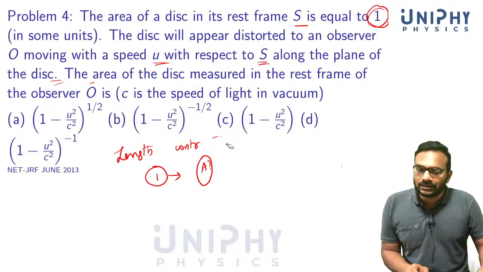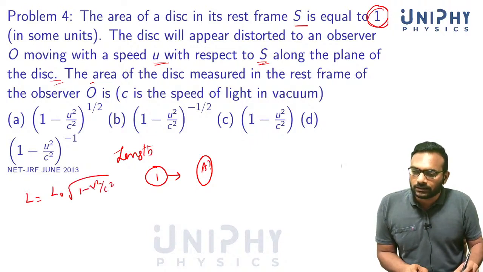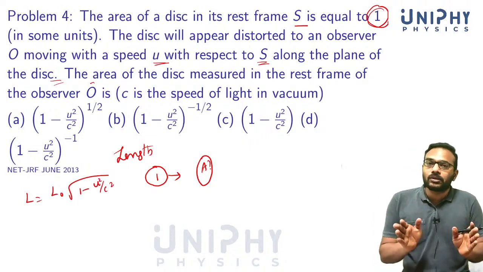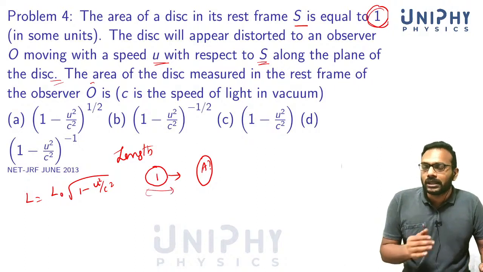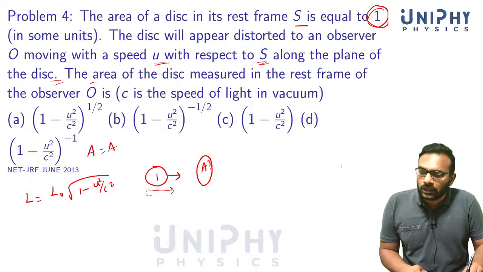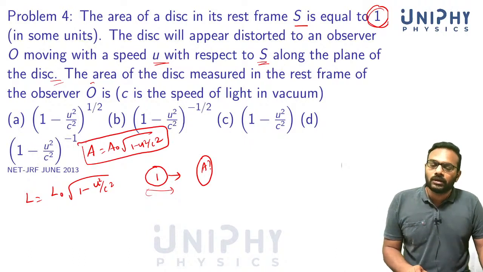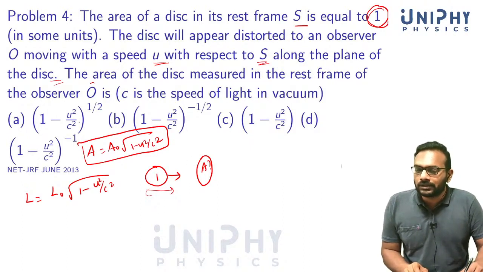The simple answer to that: you know the length contraction formula, L equal to L0 multiplied by square root of 1 minus v square by c square. Here it's u square. This length contraction happens only in the direction of motion. There is no length contraction in the perpendicular direction. So this length alone changes, and correspondingly you can easily show that the area changes as A is equal to A0 square root of 1 minus u square by c square, because this square root is a constant. This is the result you will get. So you see that the answer is option A.